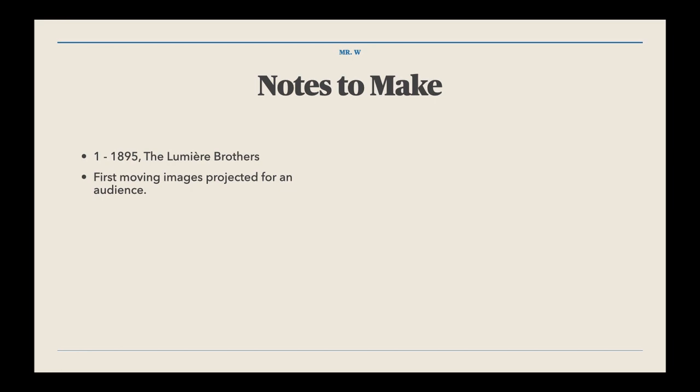So on your book or on your note paper, the first notes that you need to make then are number 1 in the margin. It was 1895, the Lumiere Brothers, first moving images projected for an audience. These are the key things that you need to get down. So if you want to take a pause here on the video and just make sure you've got those written down, then we can move on to the second.